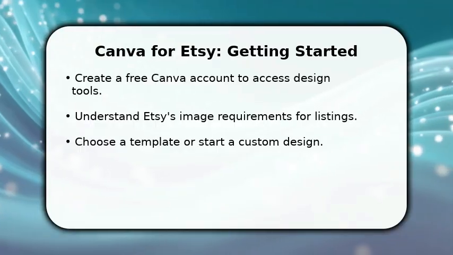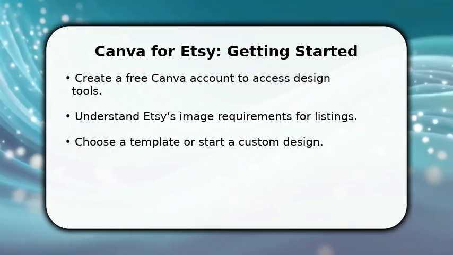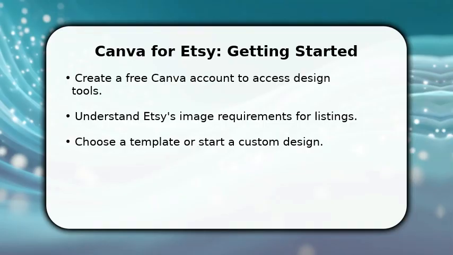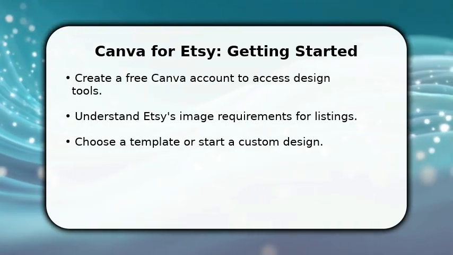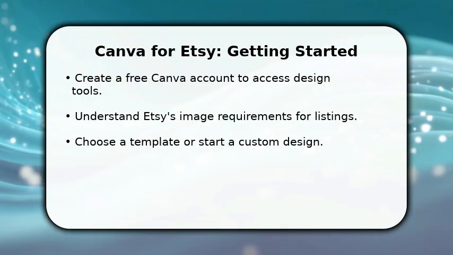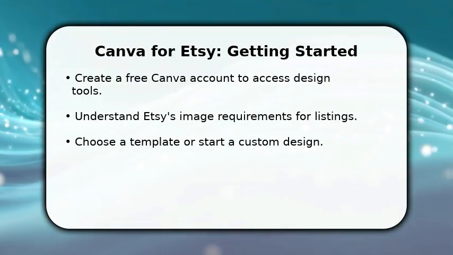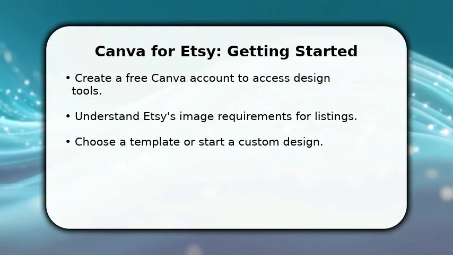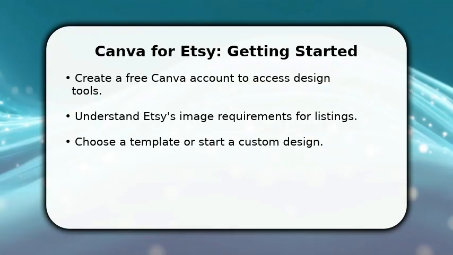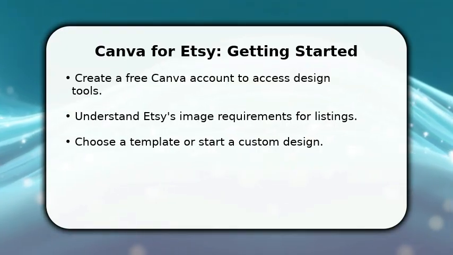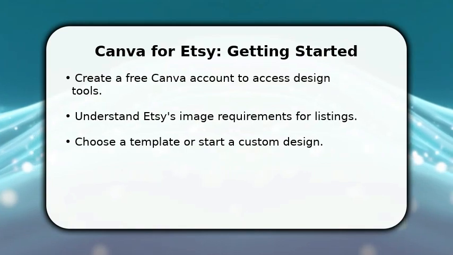In this video, I will explain how to use Canva to sell on Etsy. First, you'll want to set up your free Canva account, which gives you access to a wide range of design tools. Next, familiarize yourself with Etsy's specific image requirements, such as recommended dimensions for listing photos, which are typically 2000 by 2000 pixels for square images. This ensures your designs look professional and appealing to potential buyers.